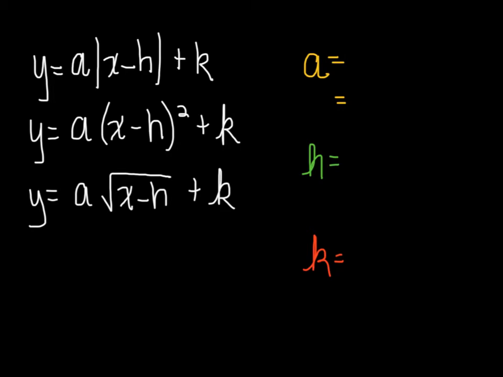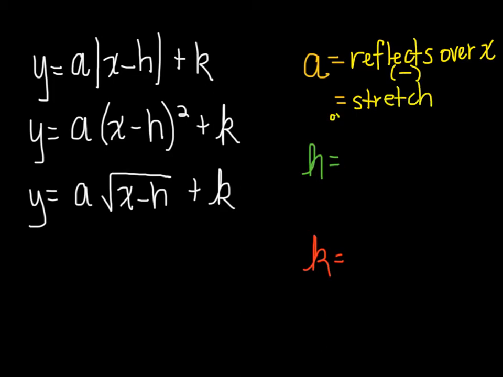So let's talk about what these different things are referred to. If you remember in the previous screen, this was the thing that made it steeper or made it fatter or flipped it over. So the A has two jobs. The A either reflects over the x-axis, and that's if it's a negative, or it does a stretch or a compress.